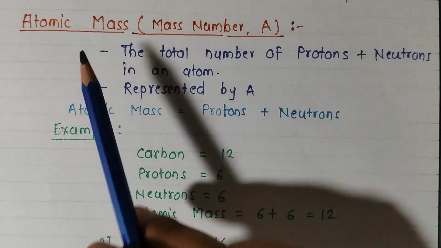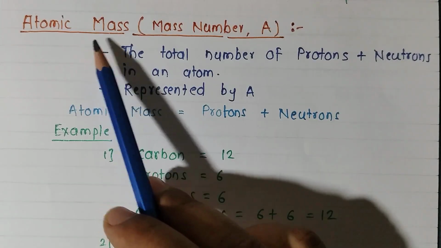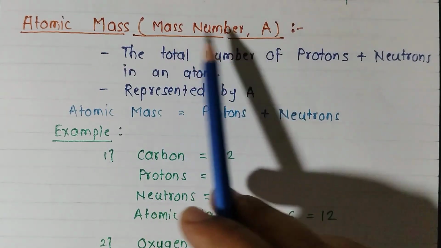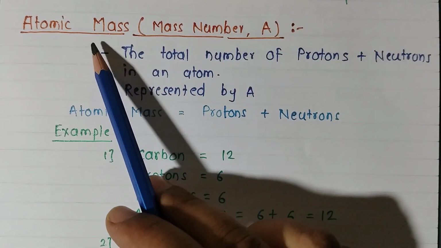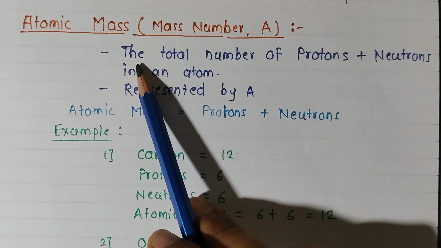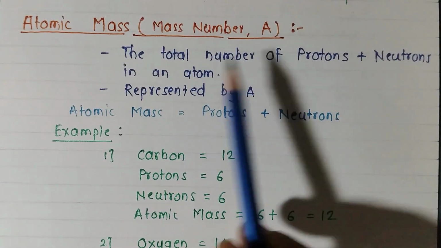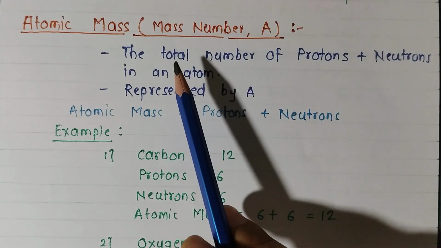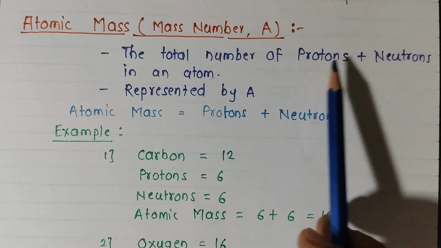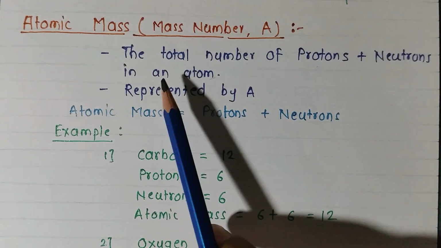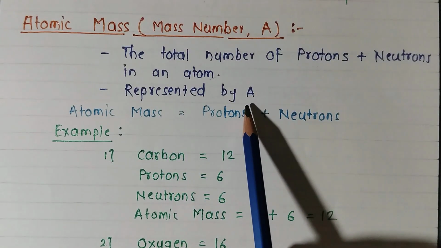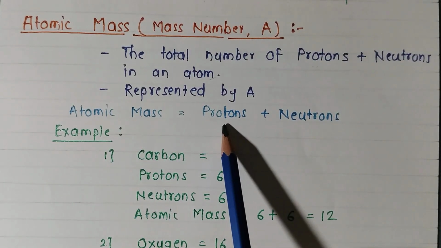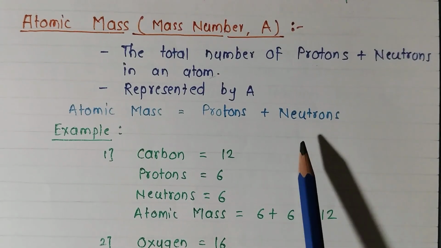Now we see the next term, that is atomic mass, which we also call mass number, and it is represented by capital A. So what is meant by atomic mass or mass number? It is the total number of protons plus neutrons in an atom. It is represented by capital A.